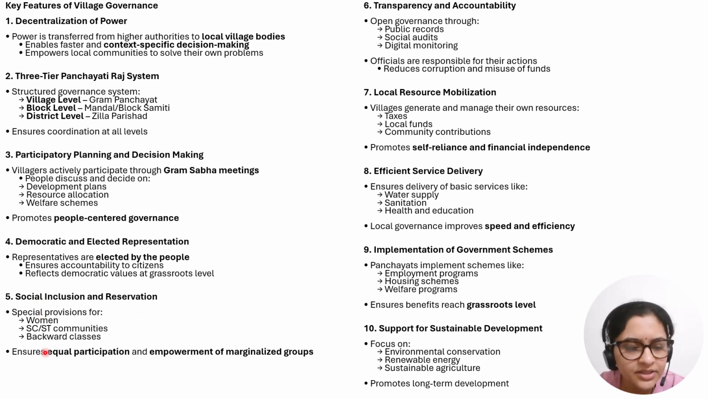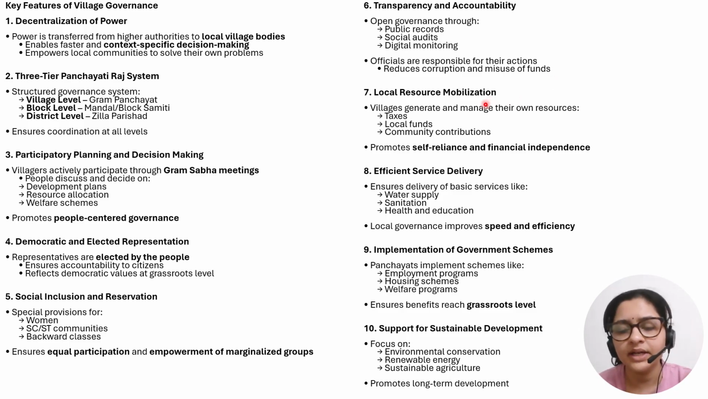Then social inclusion and reservation. Special provisions for women, SC, ST and backward classes. This ensures equal participation and empowerment of marginalized groups. Next one is transparency and accountability. Open governance should happen through public records, social audits, and digital monitoring. So every person should know what is happening in the government. In this way, officials are responsible for their actions. It reduces corruption and misuse. If they have to do anything wrong, they think twice that people are seeing what they are doing. So this will reduce corruption and misuse of funds.